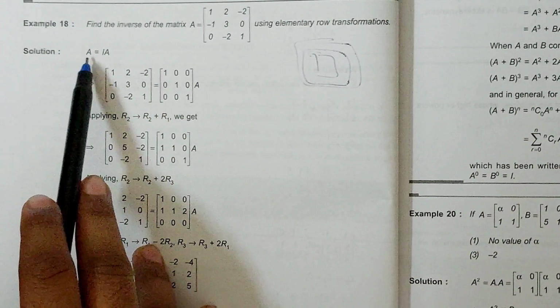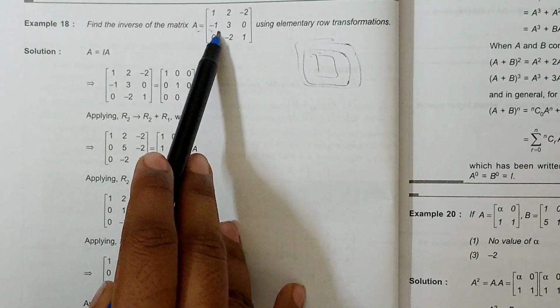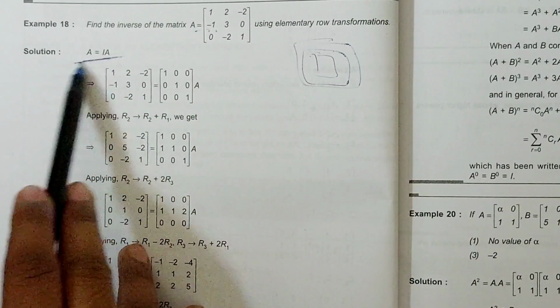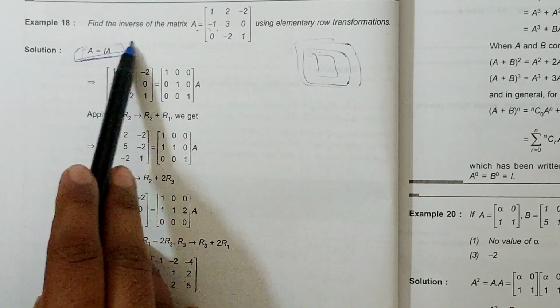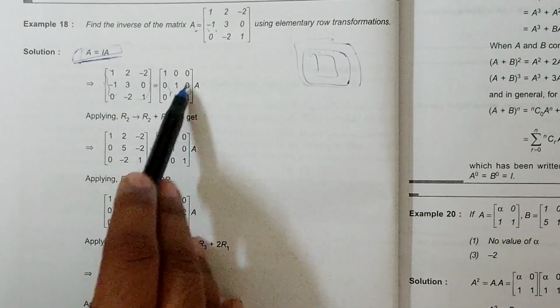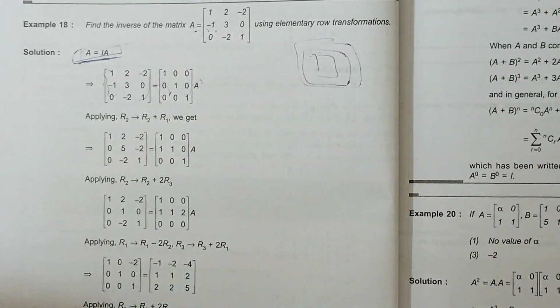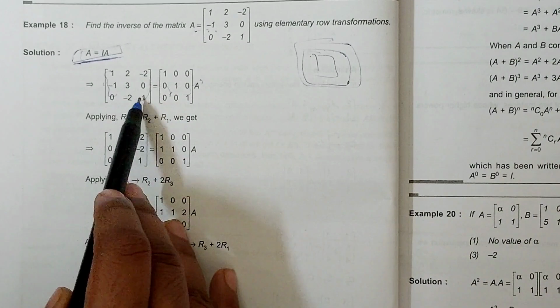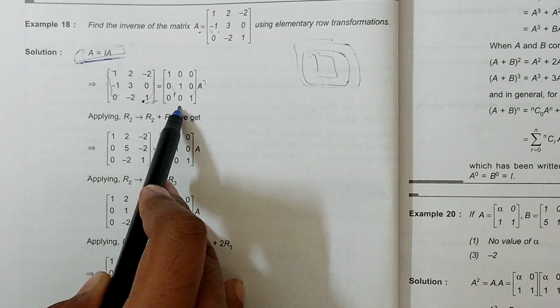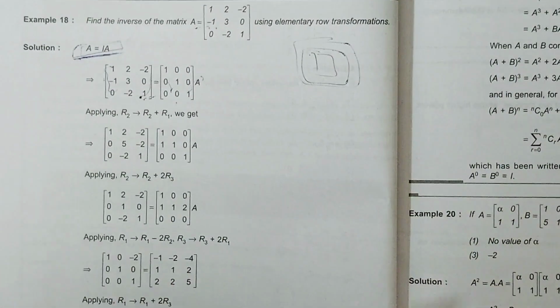Suppose A is a matrix and you have to find its inverse. Then we know this is a very important property, always true. So we put the A and then we put an identity matrix, and again we put A. Now you have to convert this A into this identity matrix by using row transformations.